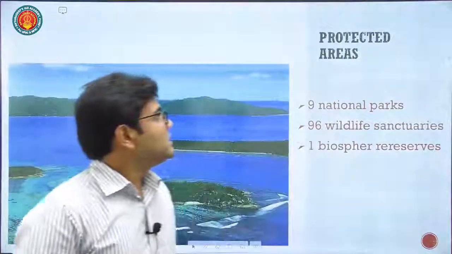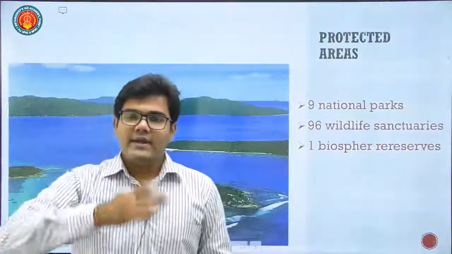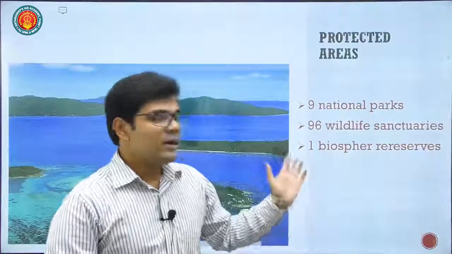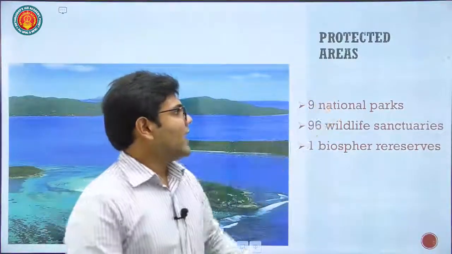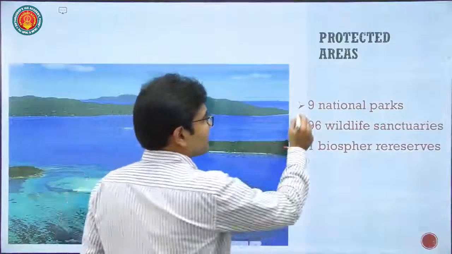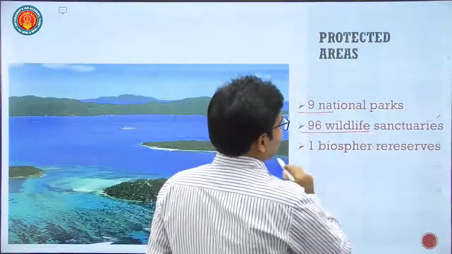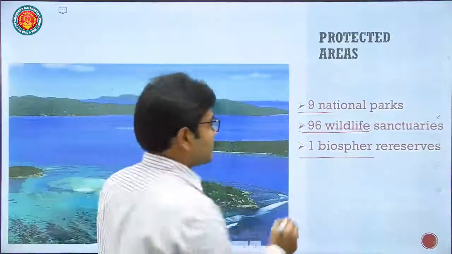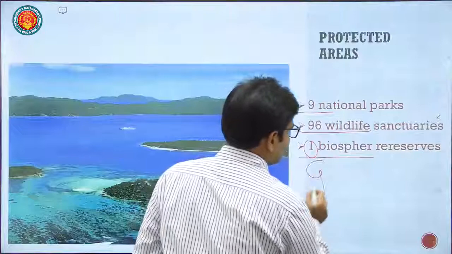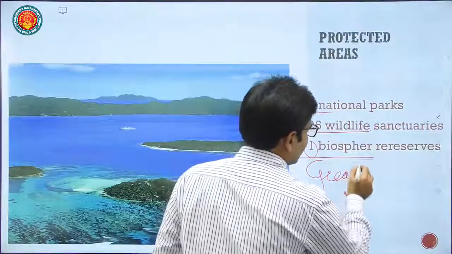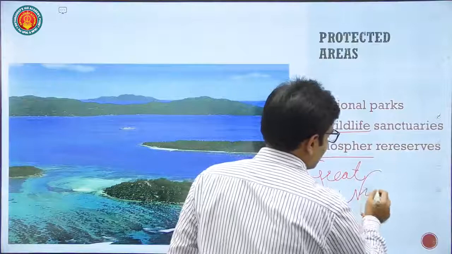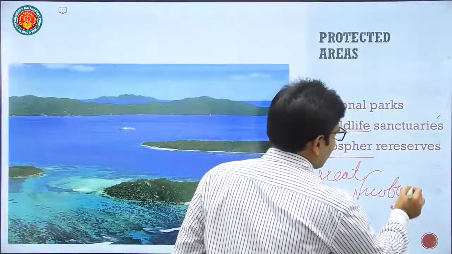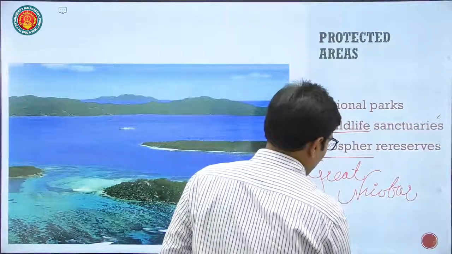Now we will see the protected areas. The entire Andaman and Nicobar has equatorial, tropical evergreen forest. They have 9 national parks, 96 wildlife sanctuaries, and 1 biosphere reserve. So what is that biosphere reserve? The name is Great Nicobar. We have the Great Nicobar Biosphere Reserve.